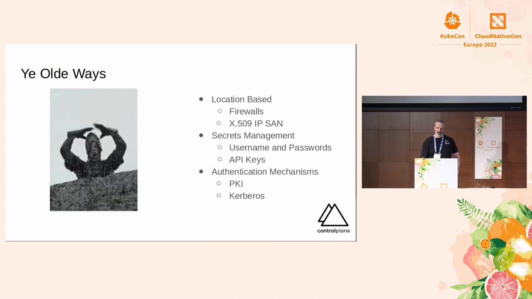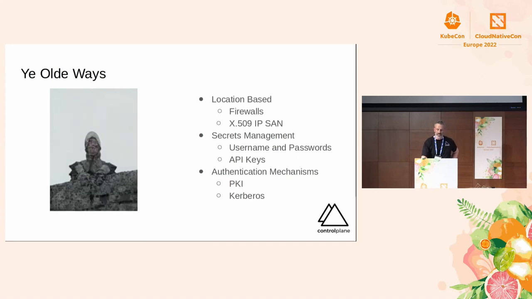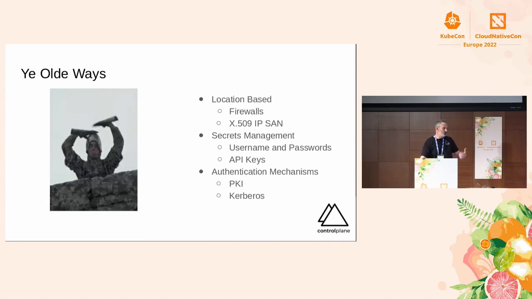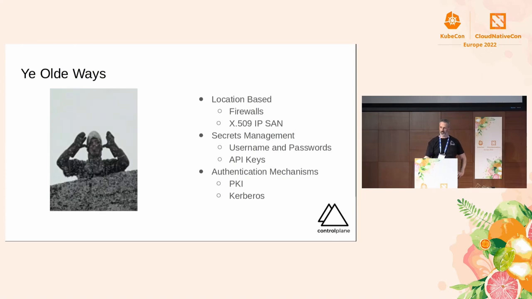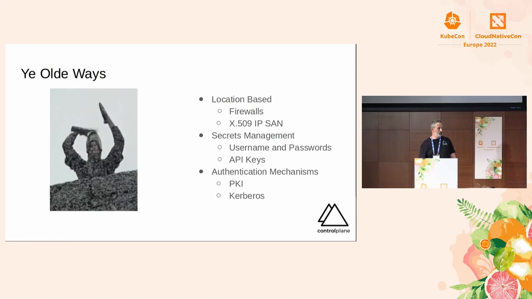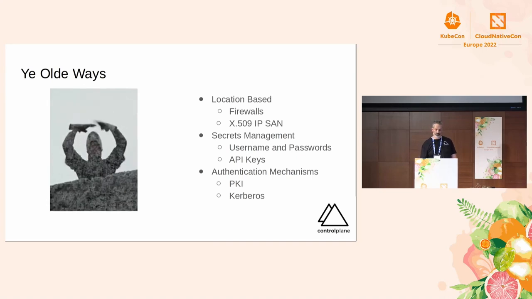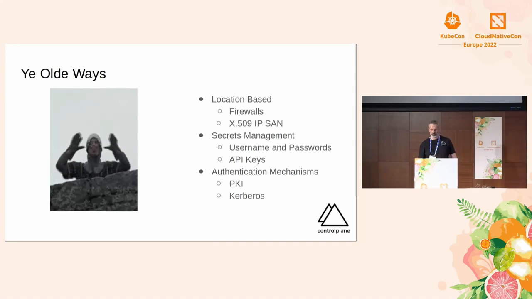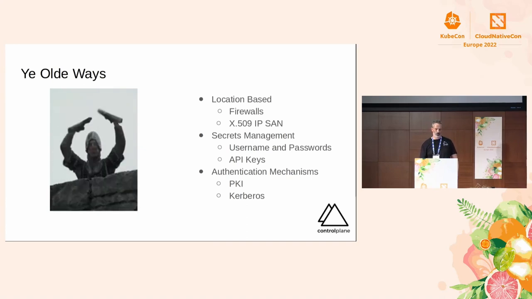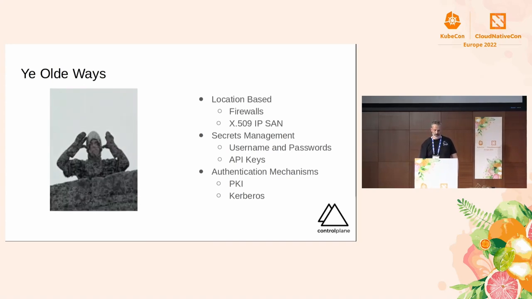So, historically, infrastructure was reasonably static. IP addresses were statically allocated, so you could reasonably use these to represent your identity. Firewalls used IP and port combinations. IP addresses were used in X509 certificates. Secrets and certificates were manually deployed to machines by admins. You might have used protocols like Kerberos to initiate trust between machines if you didn't really like yourself very much.